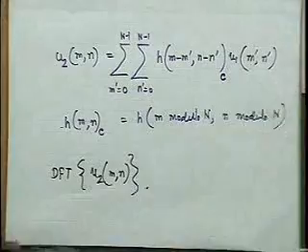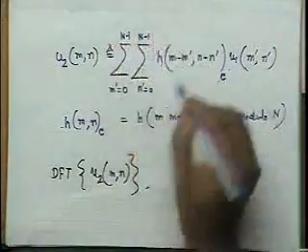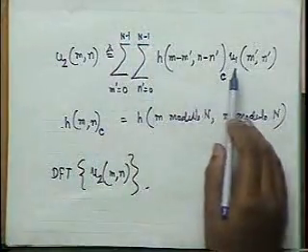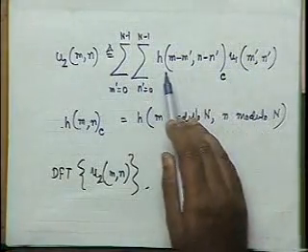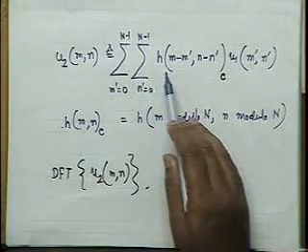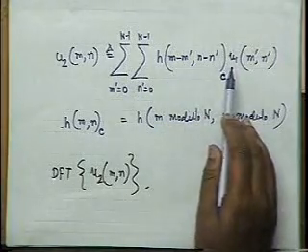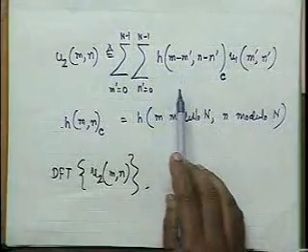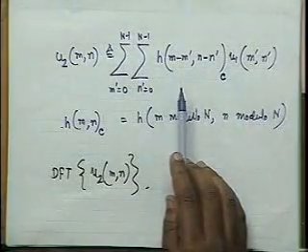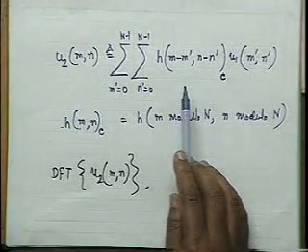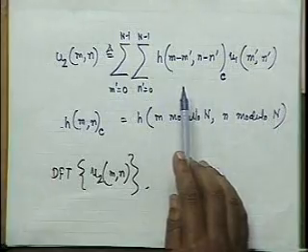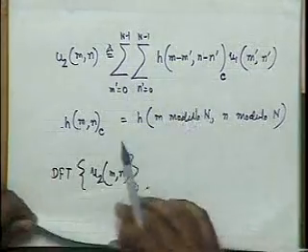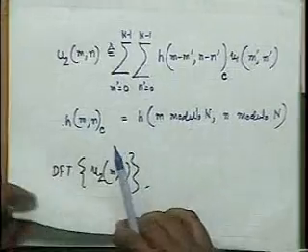Now, the expression which we had defined for the circular convolution is like this. We had two functions, one is u1 and the other function is h, and the circular convolution of these two functions is defined by this relation. We choose some coordinates m prime, n prime.